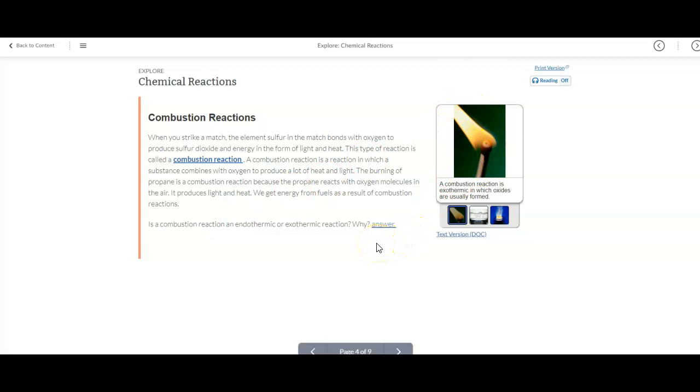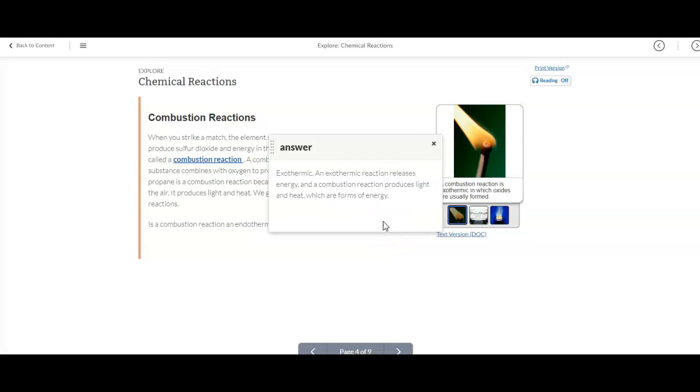So is a combustion reaction an endothermic or exothermic reaction? So you might be confused, like, wait a minute, can they be one of those two things or is it their own thing? But they can be classified as one or the other. And we know if heat is being produced, it is exothermic.